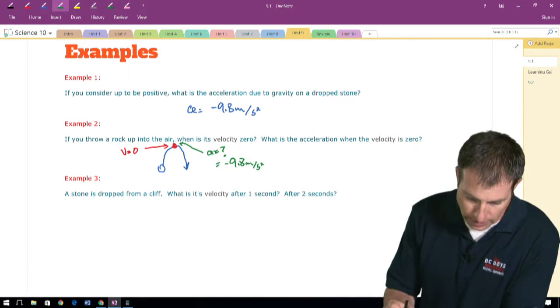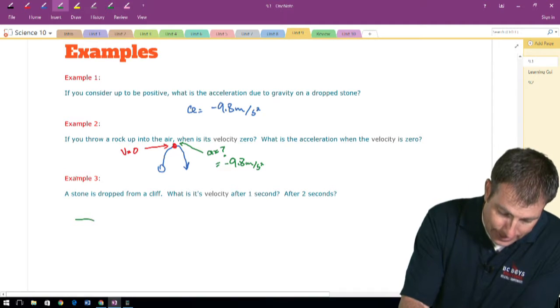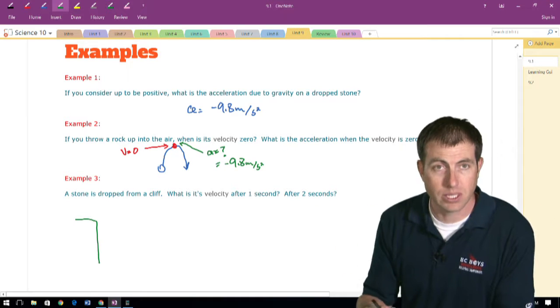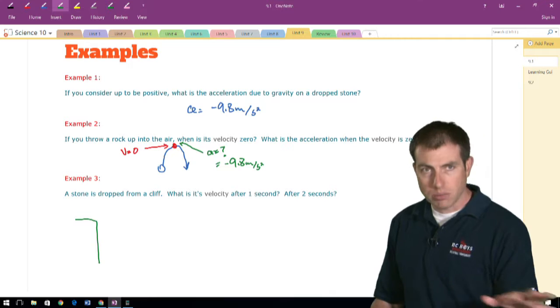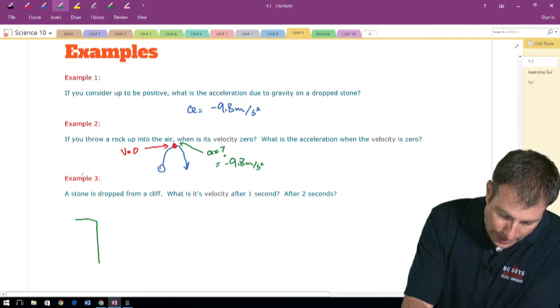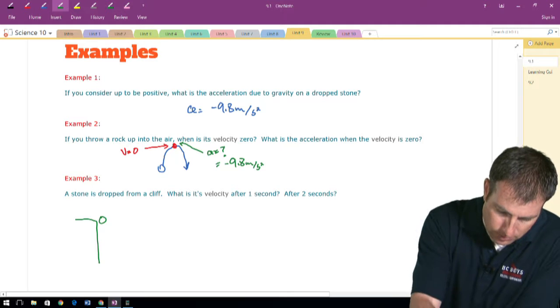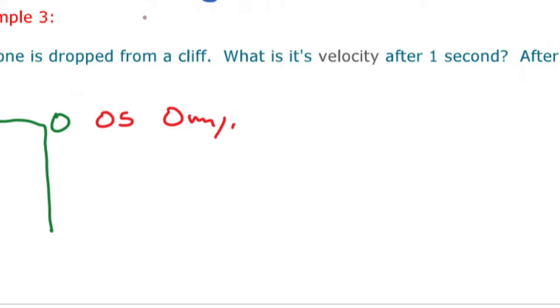So we'll do this last little guy here. Stone is dropped from a cliff. What is the velocity after 1 second? Again, it doesn't say anything about the mass of the object. Doesn't matter how big or small it is. Doesn't matter how much it weighs. All objects are the same. So here's my rock. At 0 seconds, it's traveling at 0 meters per second, and my acceleration is going to be negative 9.8 meters per second squared.